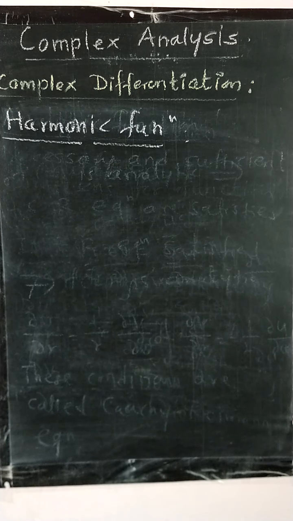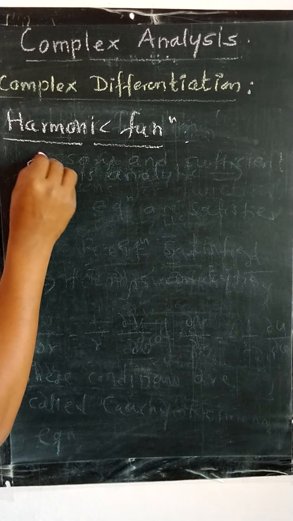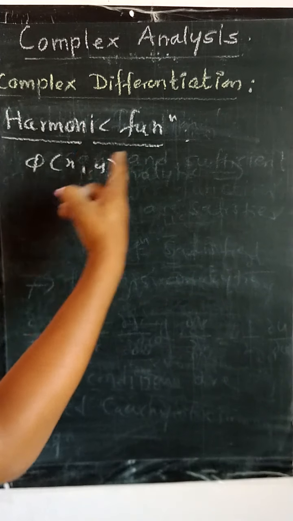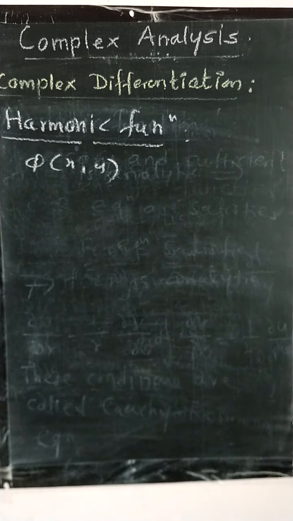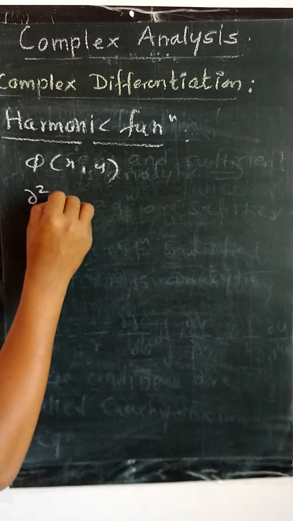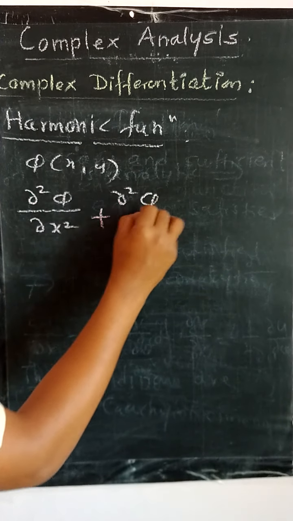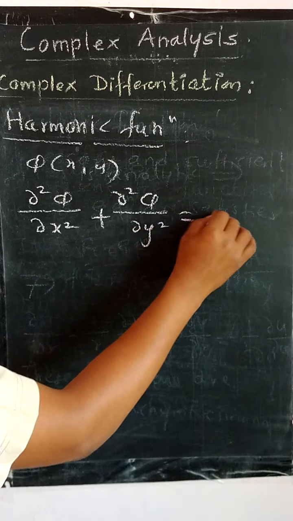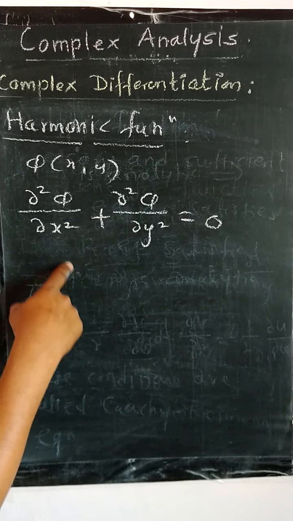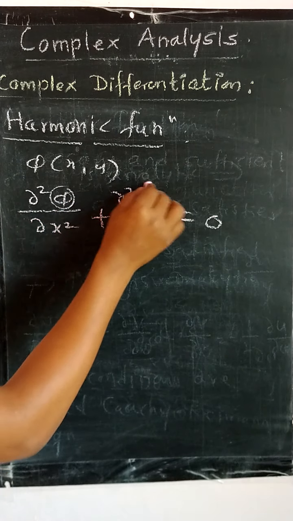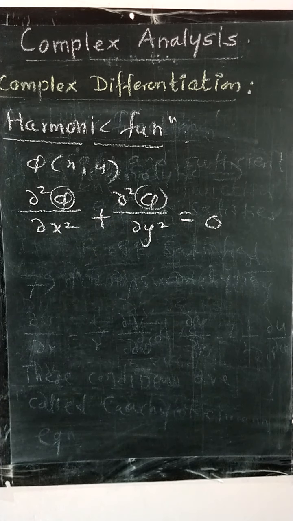Harmonic functions. A function phi of x, y is said to be harmonic if it satisfies Laplace equation, that is, del square phi by del x square plus del square phi by del y square equal to 0. This is called a Laplace equation. If a function phi satisfies this equation, then that function phi is called harmonic function.